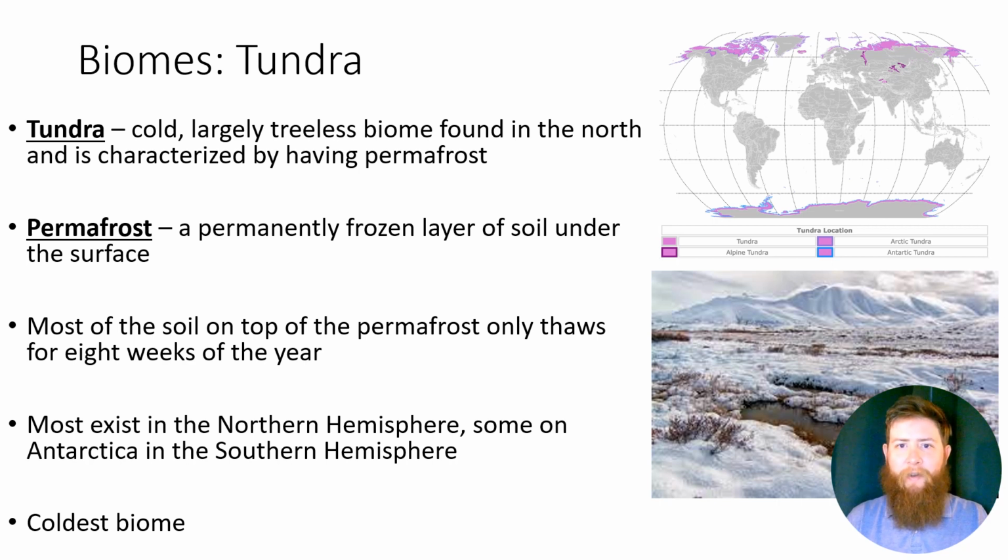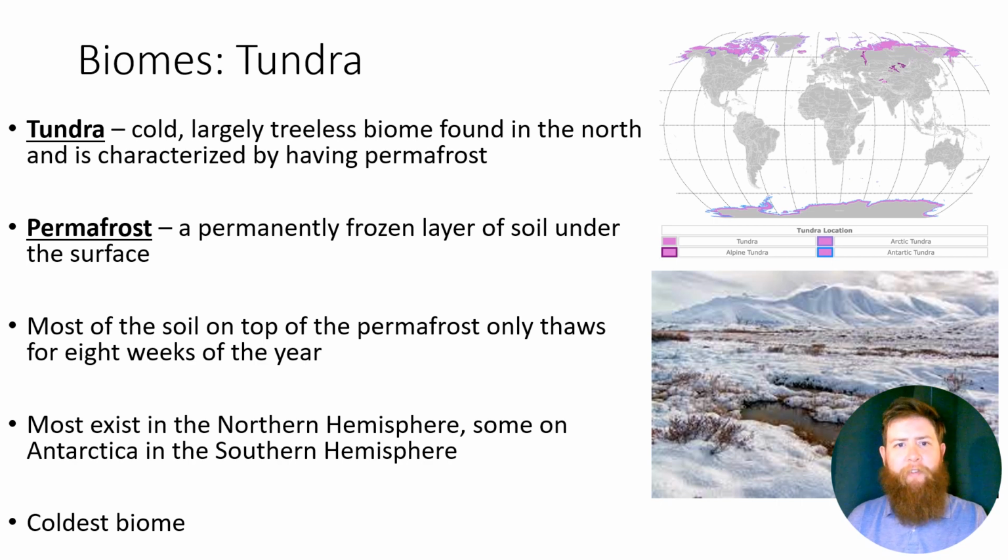The first biome we're going to talk about is the tundra, and on each of these I have a map of where they are in the world. The purple on here is the tundra. Tundra are large, cold, treeless biomes found in the north and can be found down in the south on Antarctica. But these are characterized by having a structure called permafrost. Permafrost is a permanently frozen layer of soil underneath the surface that never thaws out throughout the year. In fact, most of the soil, even that's on top of the permafrost, only thaws for about 8 weeks of the year in the tundra.